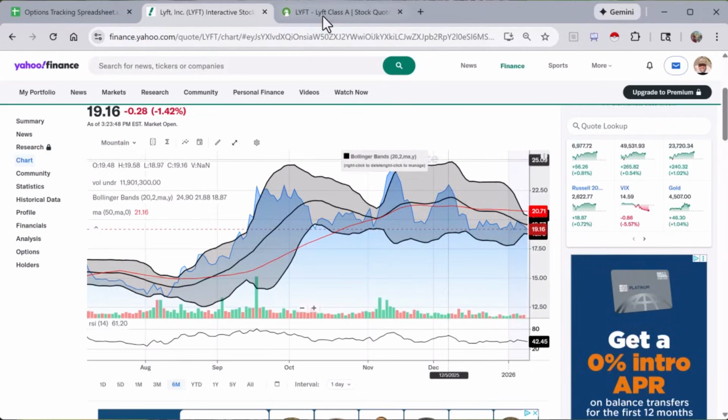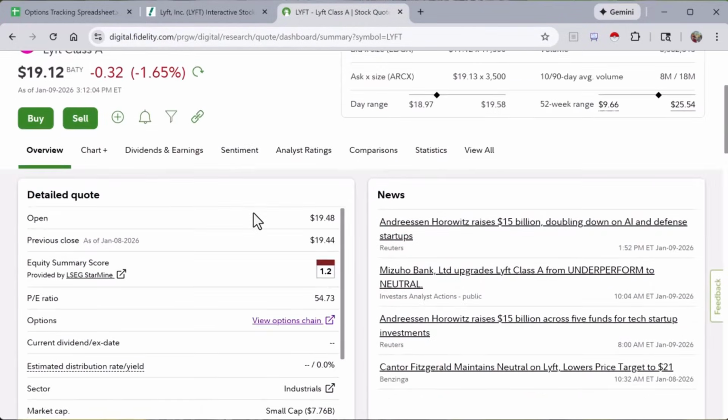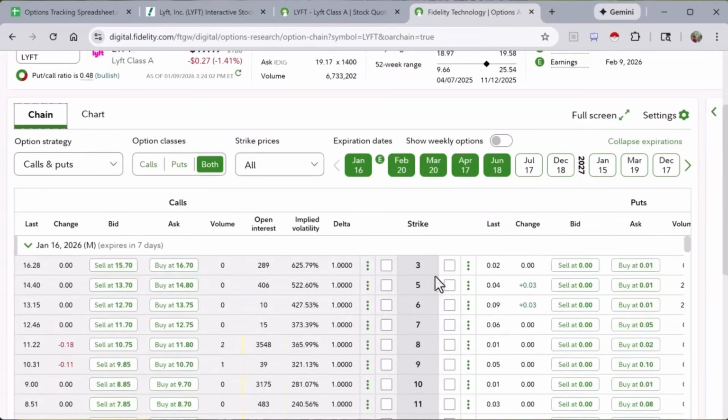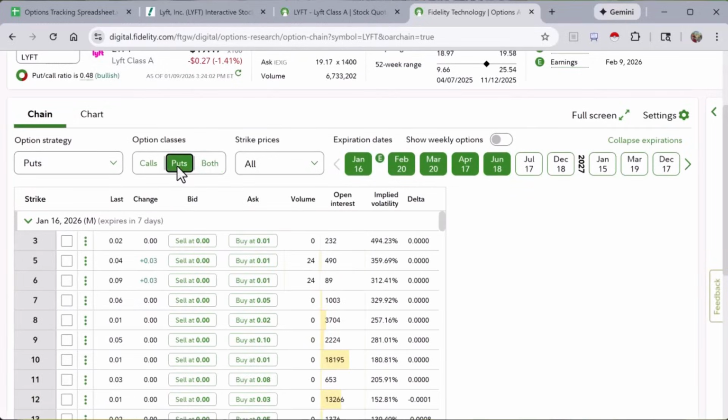So let's go ahead and go to Fidelity here. And I already typed in Lyft up here and did a search, and this pops up. If I scroll down a little bit, view the option chain. And to make this easier to see, this looks all confusing. First thing you do is just click on puts. I'm doing a cash secured put. If I was doing a covered call, I would click on calls.